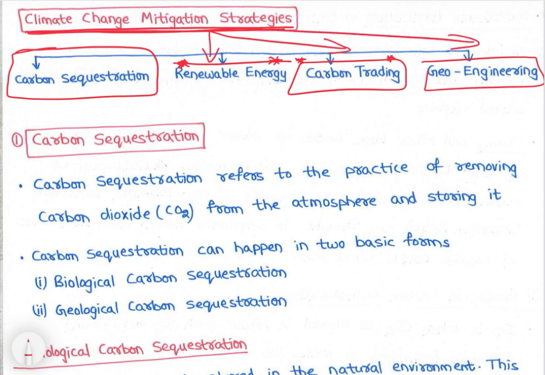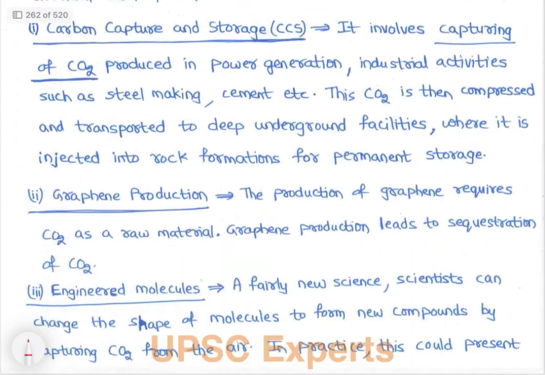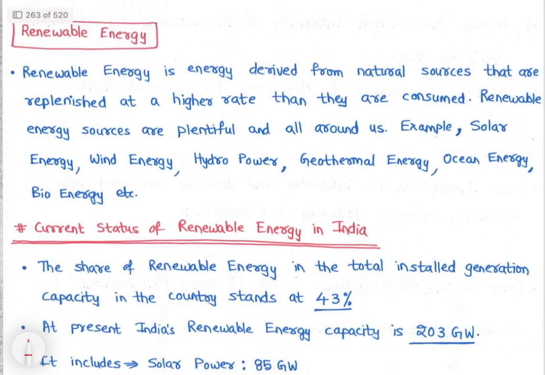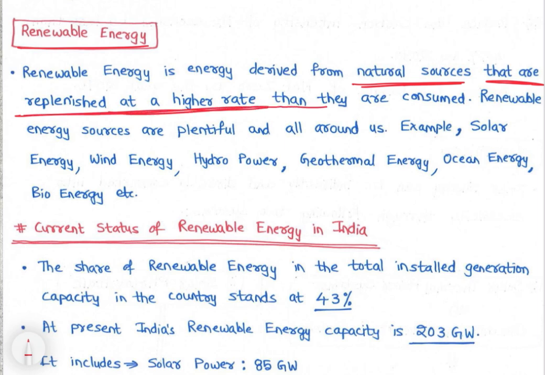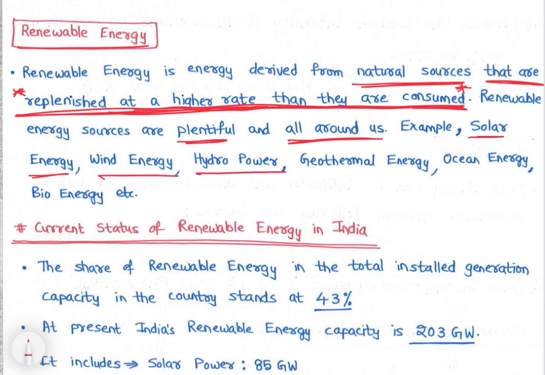So let's start with renewable energy. We will be discussing the important renewable energy sources. Renewable energy is energy derived from natural sources that are replenished at a higher rate than they are consumed. Renewable energy sources are plentiful and all around us. Examples: solar energy, wind energy, hydropower, geothermal energy, ocean energy, bioenergy, etc.